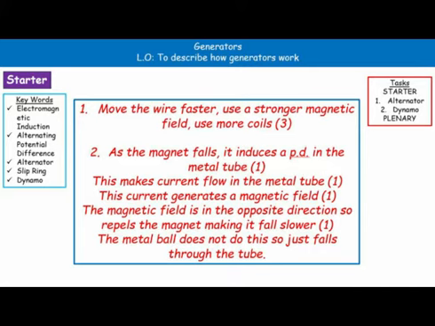And then obviously we can just make a final statement just pointing out that the metal ball doesn't do any of those things, so it just falls through the tube. So add it up, scores out of 7, and write those scores in your book for me.